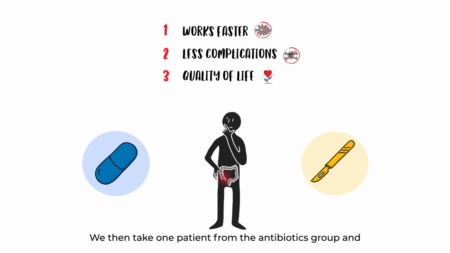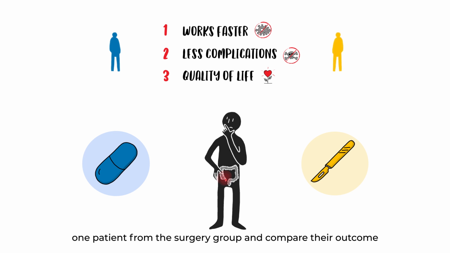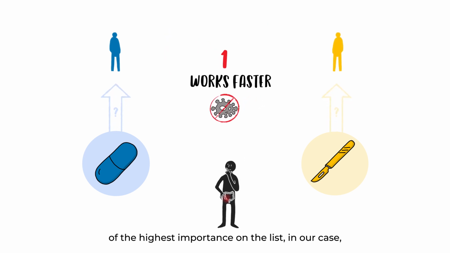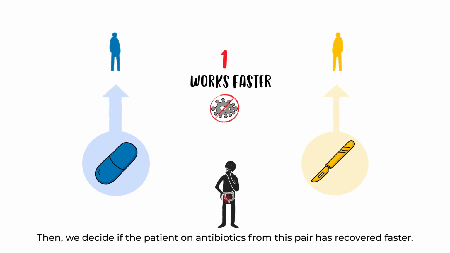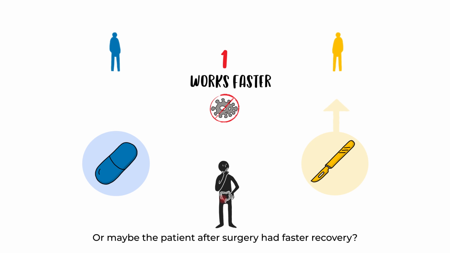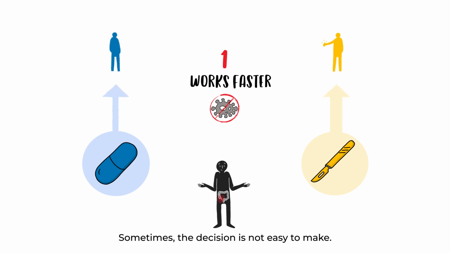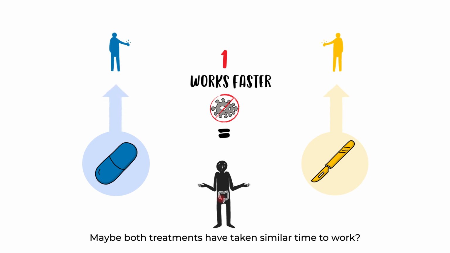We then take one patient from the antibiotics group and one patient from the surgery group and compare their outcome of the highest importance on the list. In our case, the number of days it took our patient to recover. Then we decide if the patient on antibiotics from this pair has recovered faster, or maybe the patient after surgery had faster recovery. Sometimes the decision is not easy to make. Maybe both treatments have taken similar time to work.